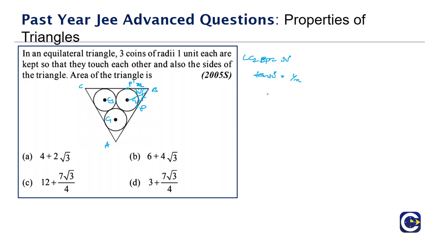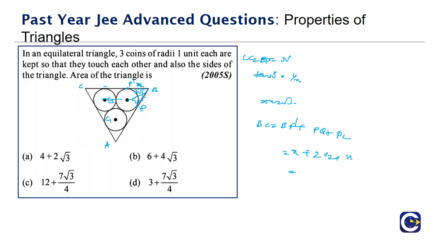So tan 30 degrees equal to 1 by x implies x is equal to root 3. So I need BC, which is nothing but BP' plus PQ plus QC, which will give me BP' is x plus 2. This part is nothing but 2, plus, again if you consider the other part, which will be x.